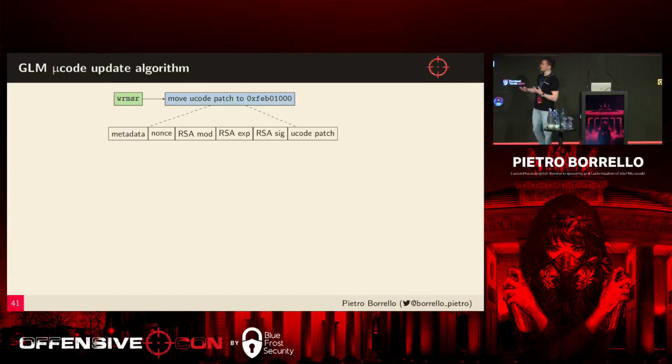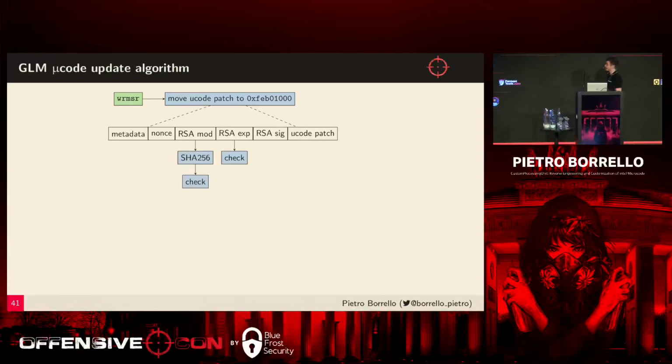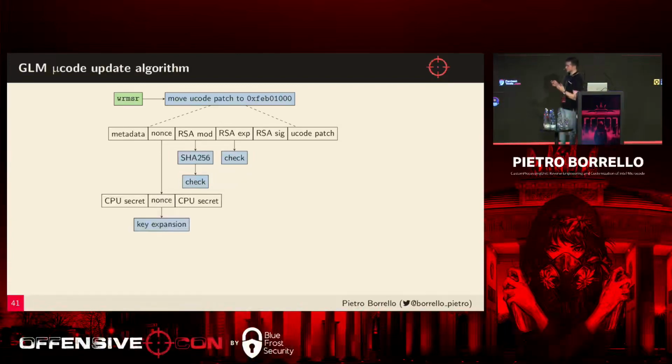You have, for example, a public key for the signature with the modulus and the exponent, the signature itself, and then the microcode. And the first thing it does is to check that the modulus and the exponent are actually the ones that the microcode update algorithm expects. So then it proceeds to use a cryptographic nonce embedded in the algorithm to generate a decryption key. That key is composed with the combination under SHA with a key expansion algorithm of both a nonce and a CPU secret that is actually a secret key inside the CPU that you are not able to observe, and thus providing secrecy to the algorithm.